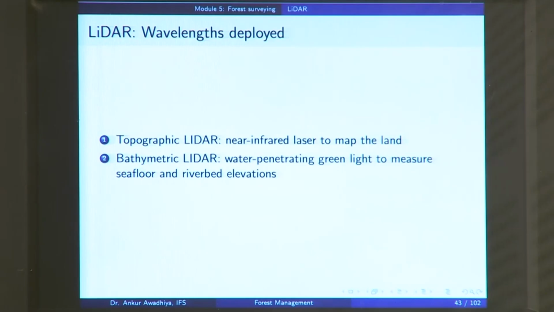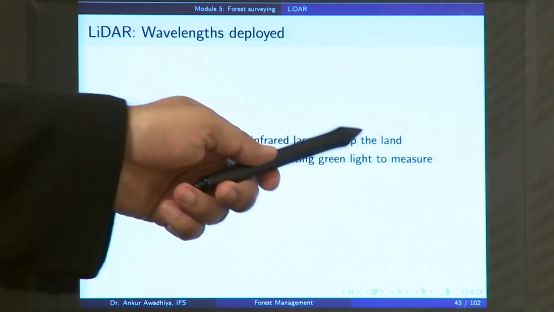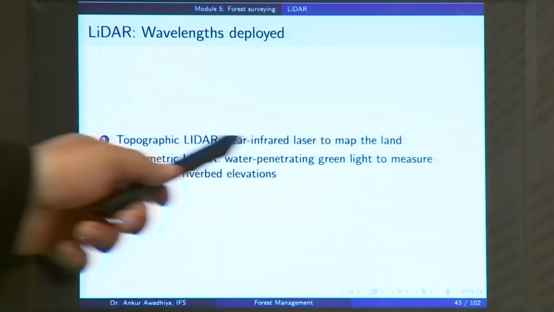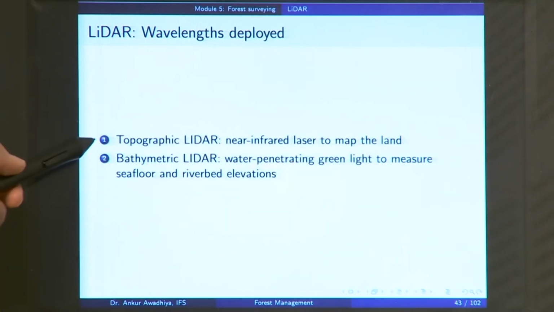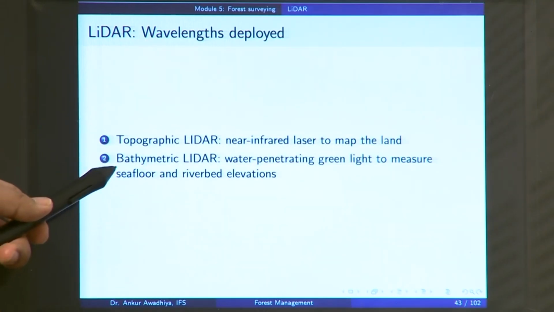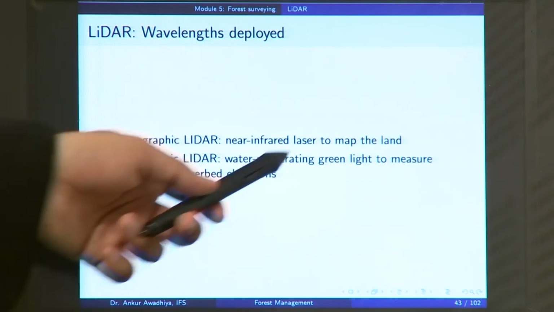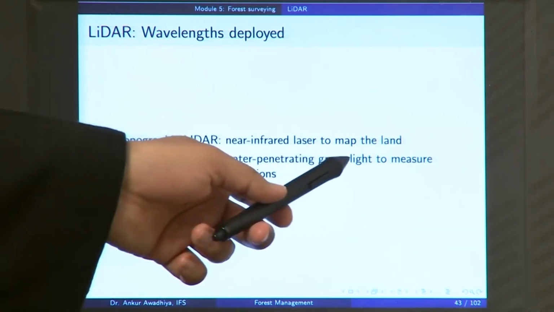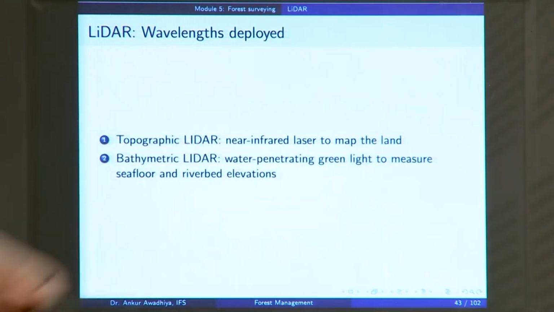Now, in the case of LiDAR, you can deploy different wavelengths for different purposes. So, you can go for a topographic LiDAR, in which case you make use of a near infrared laser to map the land. And in the case of a bathymetric LiDAR you make use of a green colored light. So, it is water penetrating green light to measure the sea floor and the riverbed elevations.